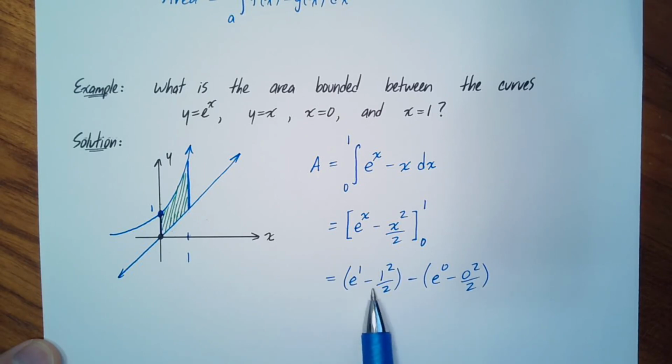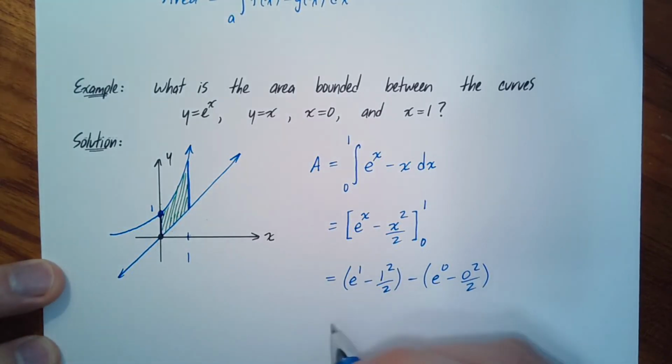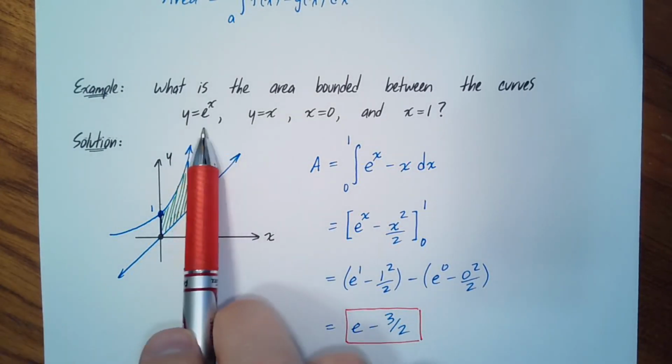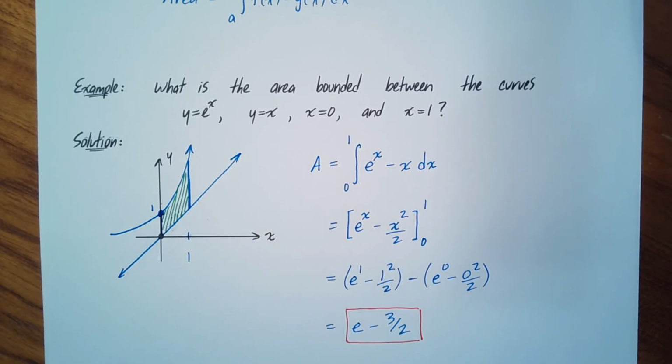So you've got e minus 1/2 minus 1. That's going to work out to be e minus 3/2, and that's your area. That's the area that is bounded between the graphs of these 4 equations that we've highlighted in green.